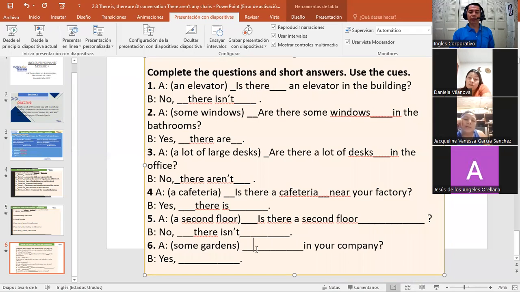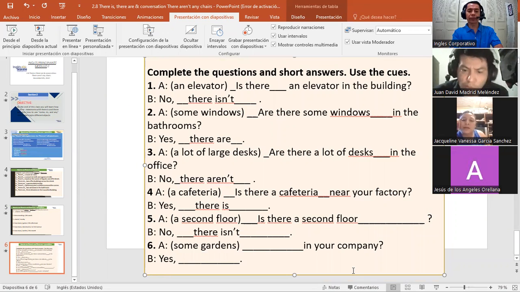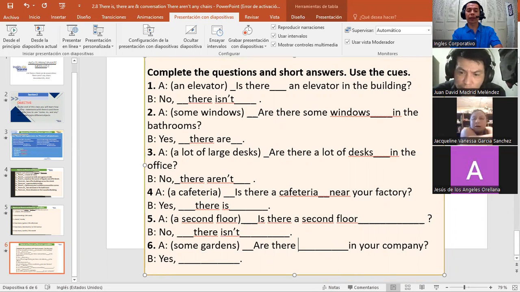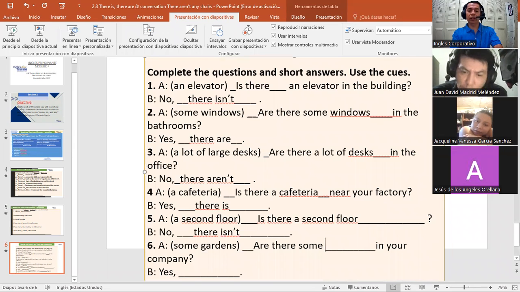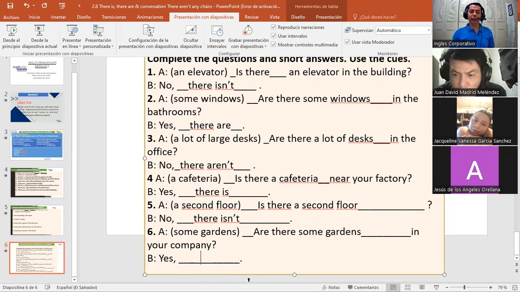And finally, number six. David, please, porque Balmore va manejando. Okay, teacher. Some gardens is plural. Are there some gardens in your company? Yes, there are. Okay, thank you very much.